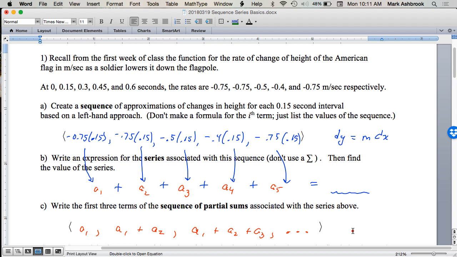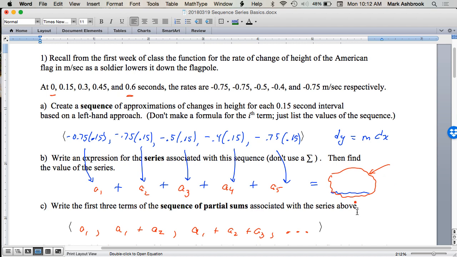Okay, so the next part D was, what's the meaning then of this value in the flag context? What's the meaning of that value? If we take all these changes from each of the 5 intervals and add them all up, then what do we get? Yeah, Kellen. Yeah, well said. He said it's an approximation of the total change in height from 0 to 0.6 seconds, right? Because we're adding up all the changes to get a total change in height. So that would be the first part of D.